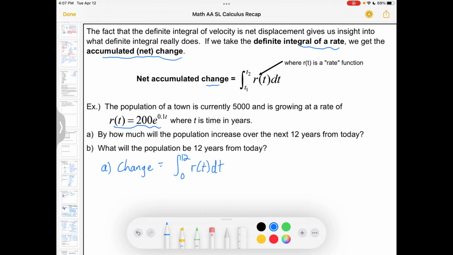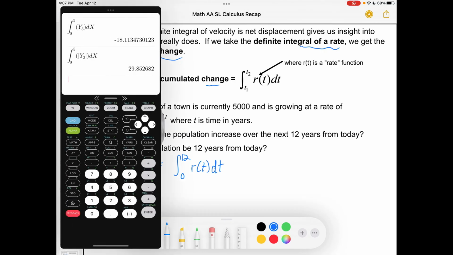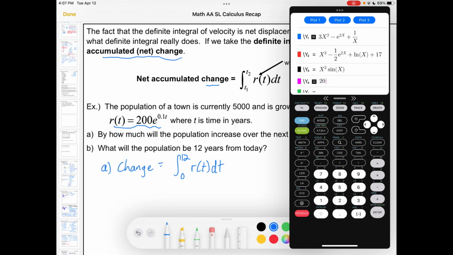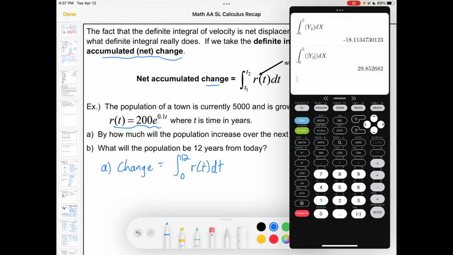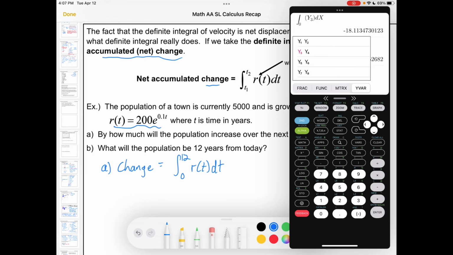And I'm going to put that rate function in my calculator. To be honest, by the time I'm done of a paper 2, I usually have all 10 of my functions filled in so that I can come back and check my answers later, and I don't have to type things back in. So there we go. I'm going to quit, and I'm just going to find the integral of that. So alpha window, definite integral from 0 to 12 of y4. That's where I put that one in.